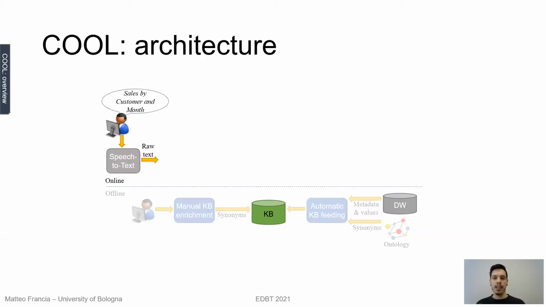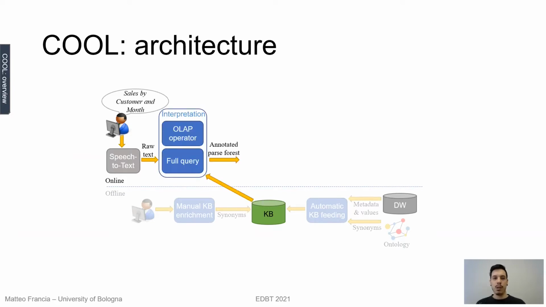As to the online phase, we start with a natural language query from the user. If it is spoken, we first apply a speech-to-text transformation, and given the text, we apply an interpretation that is based on a formal grammar. The output of the interpretation is a parse forest. However, it can happen that the parse forest is somehow broken, since in the text there might be some ambiguities or inaccuracies. So the next step is disambiguation, where we ask the user to incrementally refine the parse forest until we obtain a single parse tree.